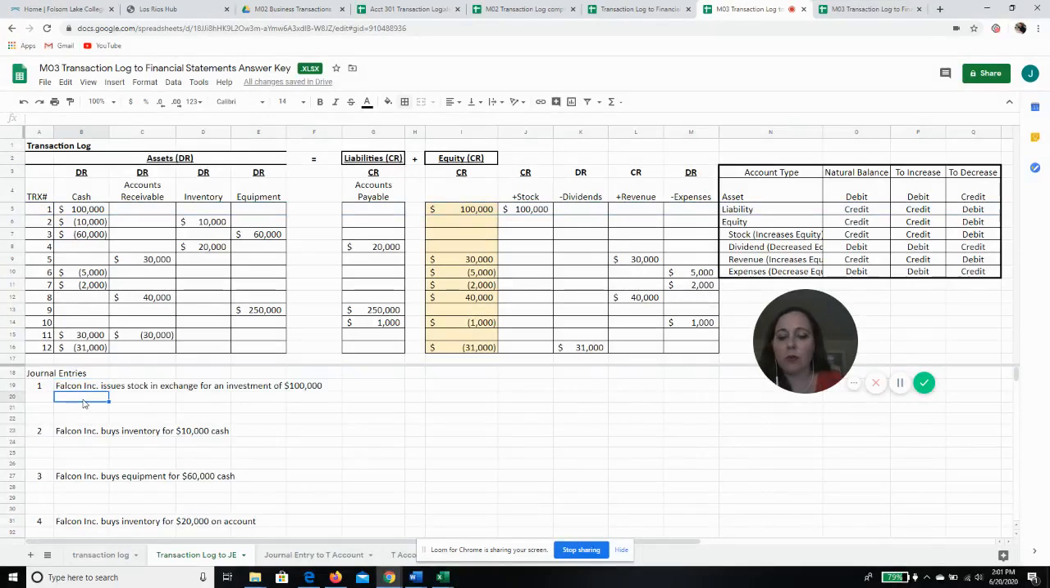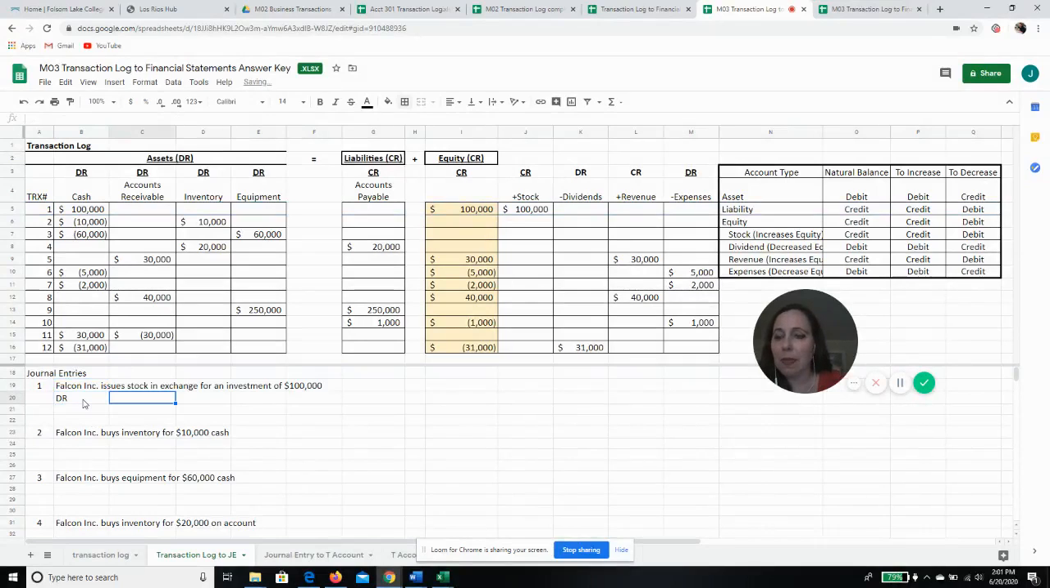I'm going to start with a debit. The first account that I see that we impacted was cash. We increased cash. It's a positive number, and I know cash is an asset. So I go to my assets and I see to increase cash, I want to debit. So I'm going to debit cash for $100,000.